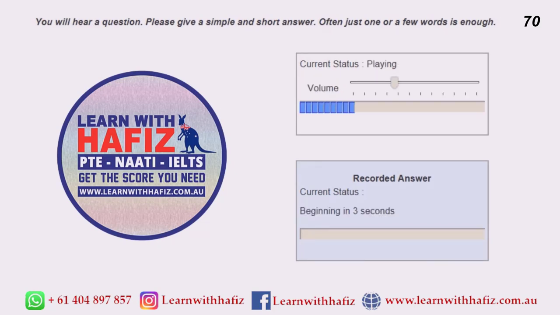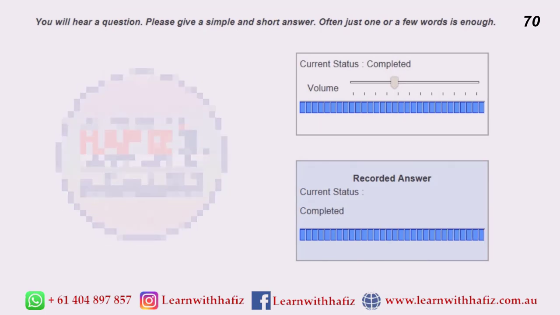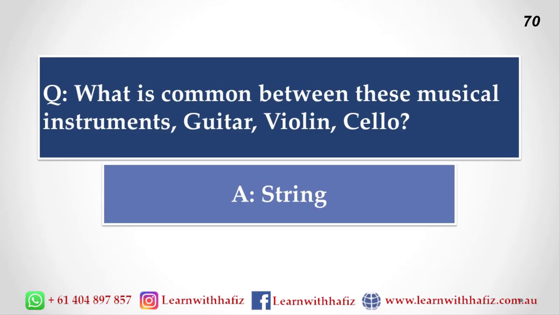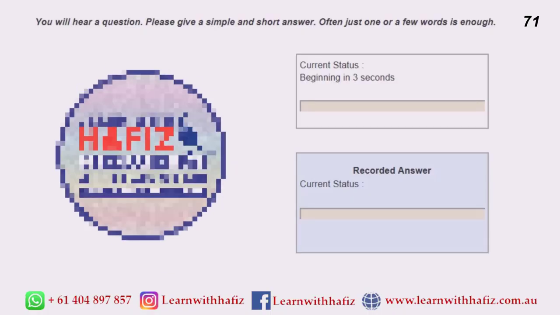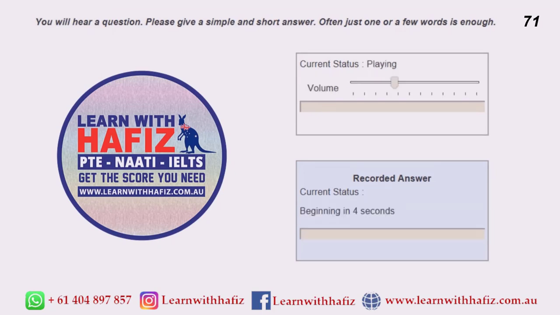What is common between these musical instruments, guitar, violin, cello? Correct answer is. If a species is described as venomous, what substance it has?